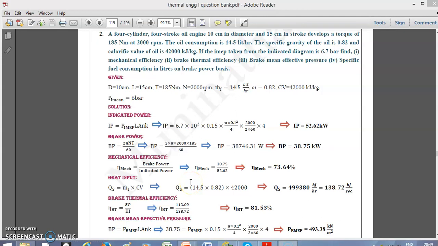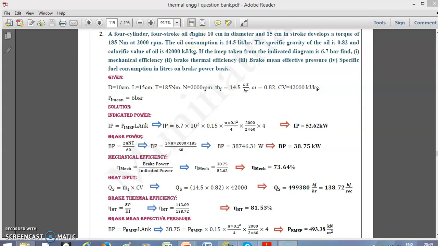Hello friends. In continuation with the formula which we discussed about the performance calculation, now we'll see a problem in this topic. This is the first problem in this topic. We have a four-cylinder, four-stroke oil engine.